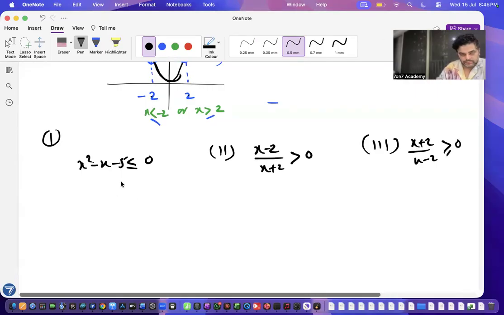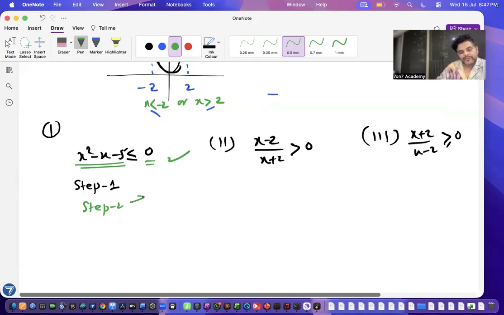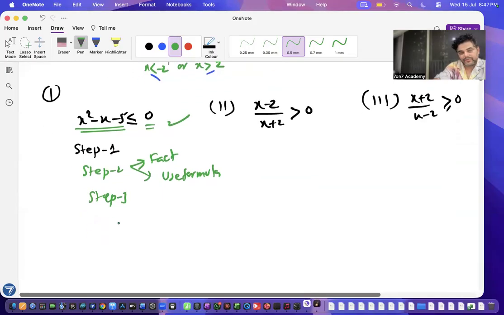That is simple. Step one, always move everything to one side of the inequality and make the right side 0. It is already 0. Second step is to get the linear factors if you can. If you can't factorize it, then use the formula to get the x-intercepts. Step 3 is to make a sign diagram.